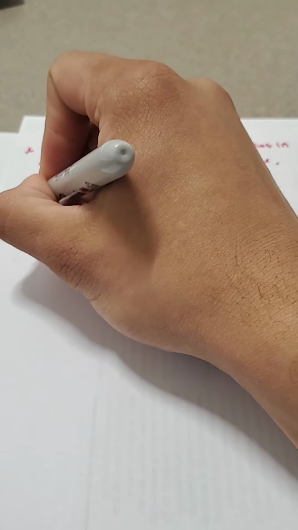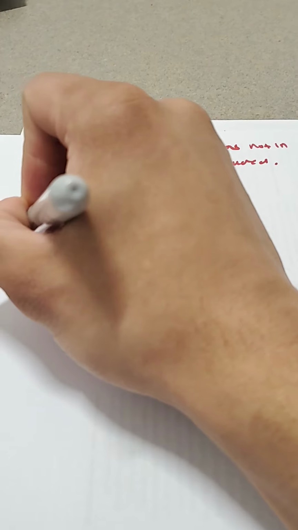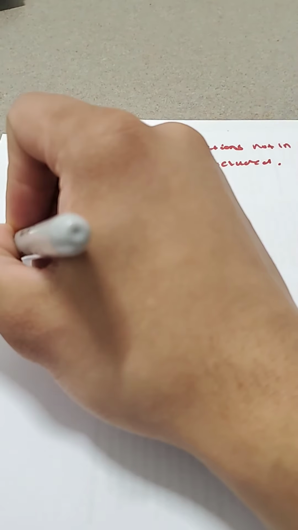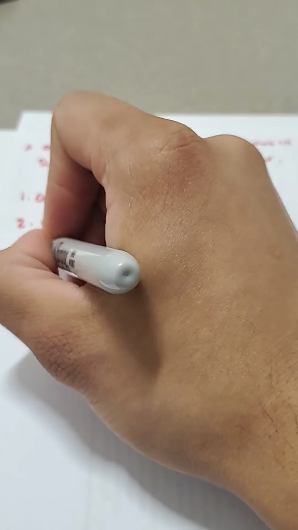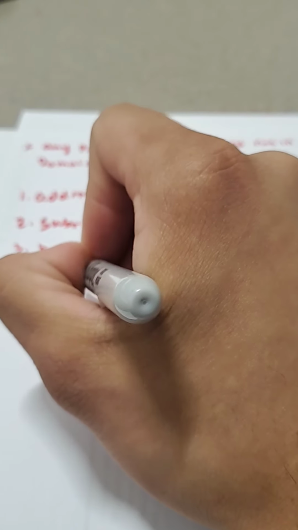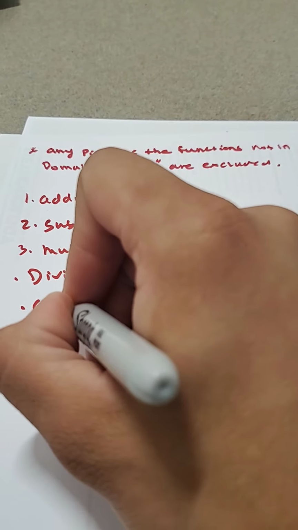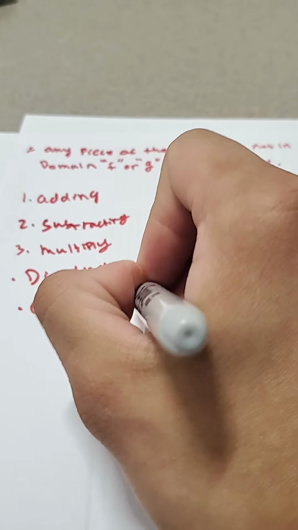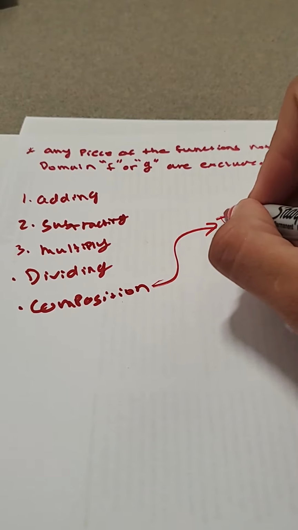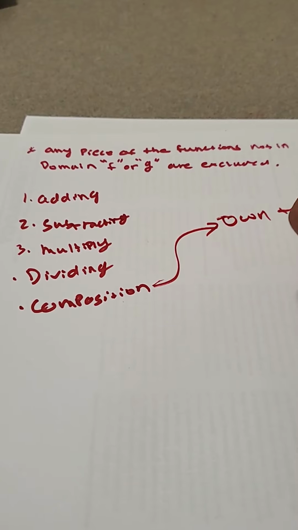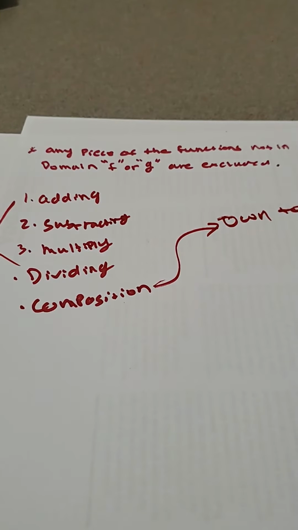So if you guys remember, for functions we have five operations. We have adding, subtracting, multiplying, dividing, and composition. Composition is its own topic, and these four are what we're going to be covering today.